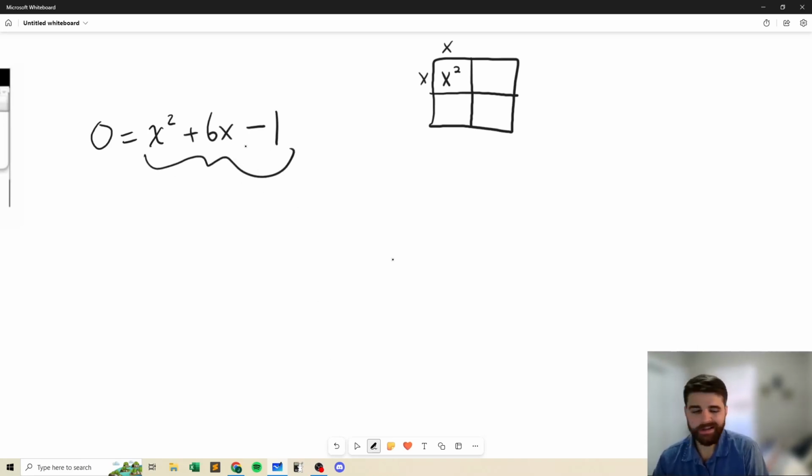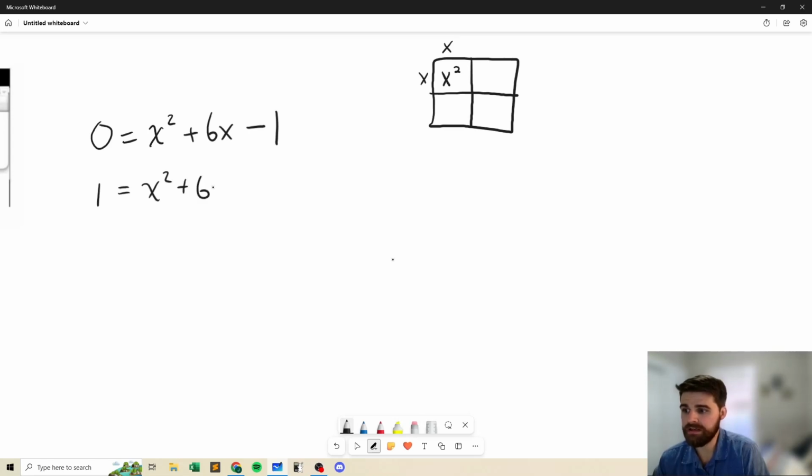So this quadratic can't be factored. There's no factors of 1 that are going to add up to 6, 1 times 1 being my only option. That's not going to work. So what I'm going to do is going to be a little different than what we've seen before. I'm going to move 1 out of the way. I'm going to add 1 to both sides of the equation just to get some space to work with.